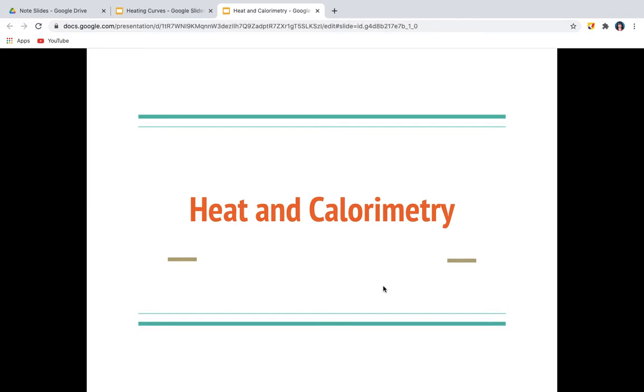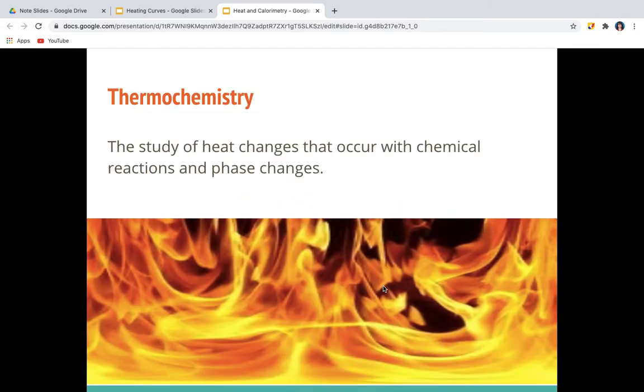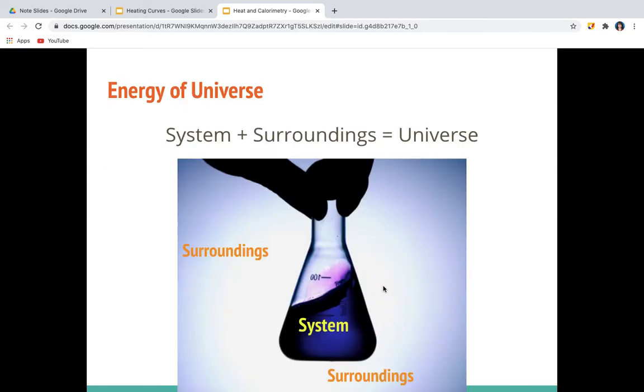I just think it's good, fun math, which I know some of you hear that math word and get nervous, but we'll get through this. So thermochemistry is the study of heat changes that occur within chemical reactions and phase changes. It gives us a lot of information about how much energy is in a chemical reaction and how energy is transferred between the system and the surroundings.